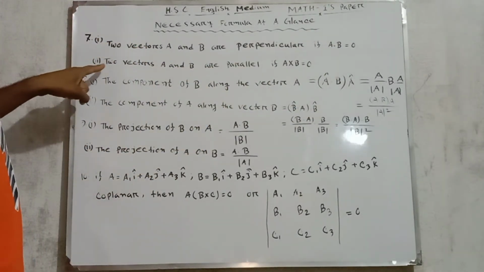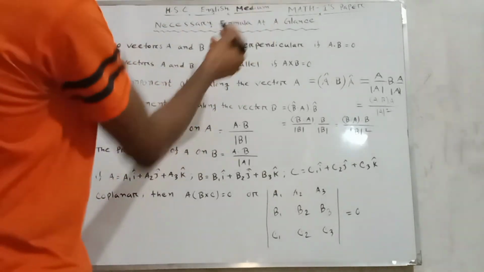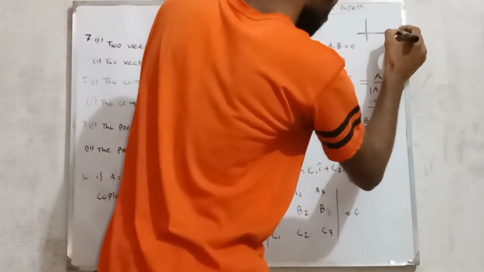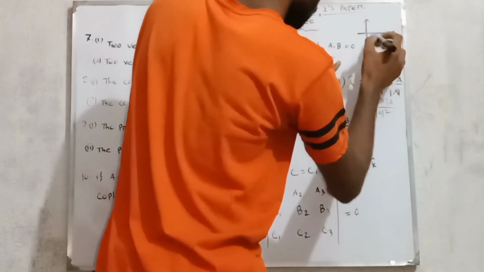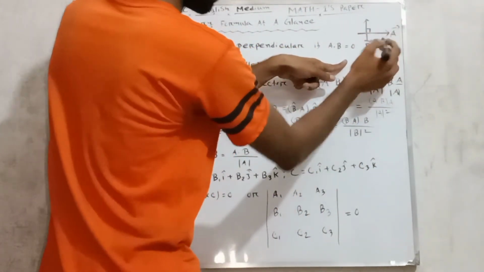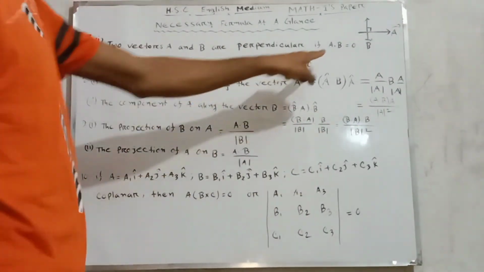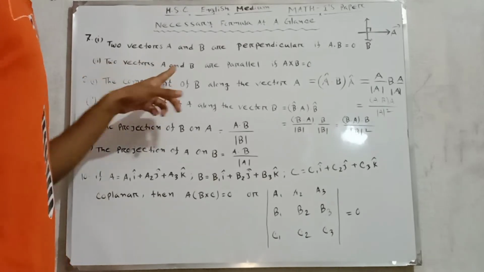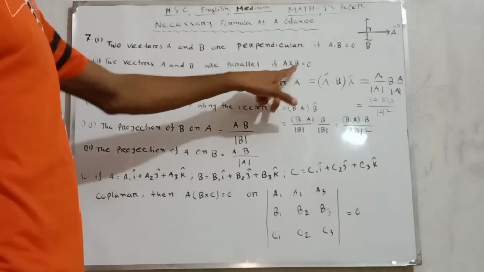Next, two vectors A and B are parallel. Perpendicular means perpendicular. If A and B are perpendicular, then A dot B equals 0. Next, if A and B are parallel, then A cross B equals 0.